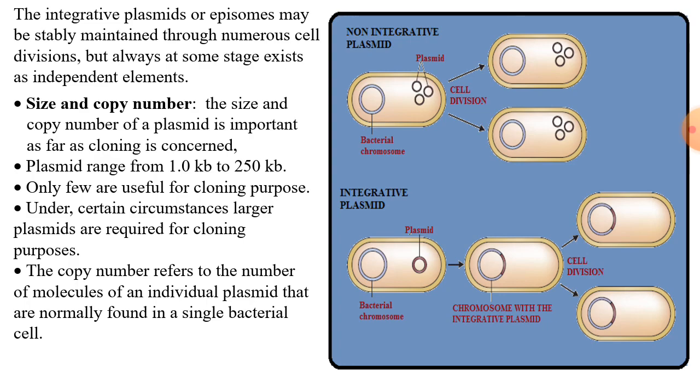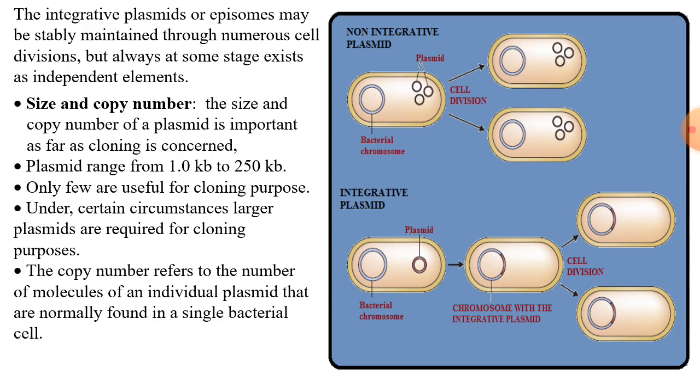Another factor that plays main role in genetic engineering is the copy number and the size of the plasmid. As we have known earlier, smaller plasmids are fit for cloning. But plasmids range from 1 kb to 250 kb size, but the plasmids required for cloning is just less than 10 kb. That's the reason only few are useful for cloning purposes. Under circumstances that are special, larger plasmids are also used in cloning purposes.